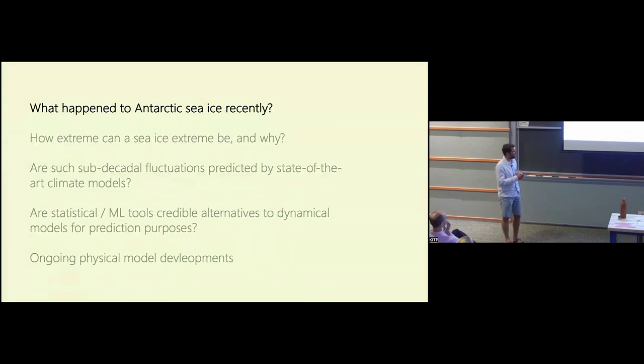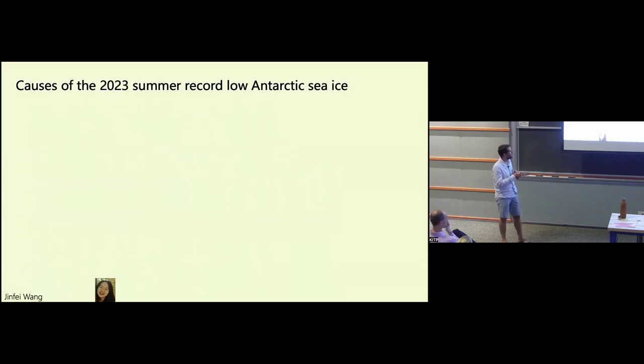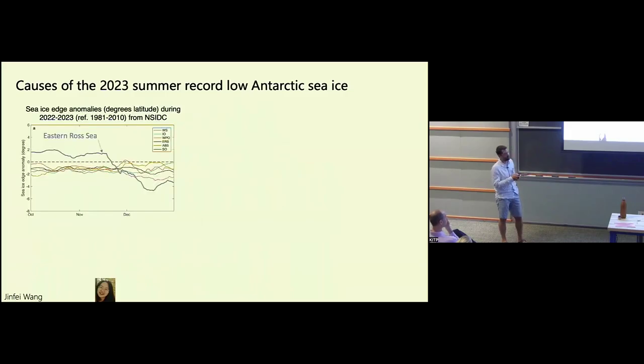So let's start with Antarctic sea ice. As I said, we find it very useful to look at particular cases to understand how things behave. So we looked at the 2023 summer sea ice extent record that, to my knowledge, is still the lowest Antarctic sea ice extent on record. And what was really interesting about that event is that it was dominated by dynamics that occurred in the Eastern Ross Sea.